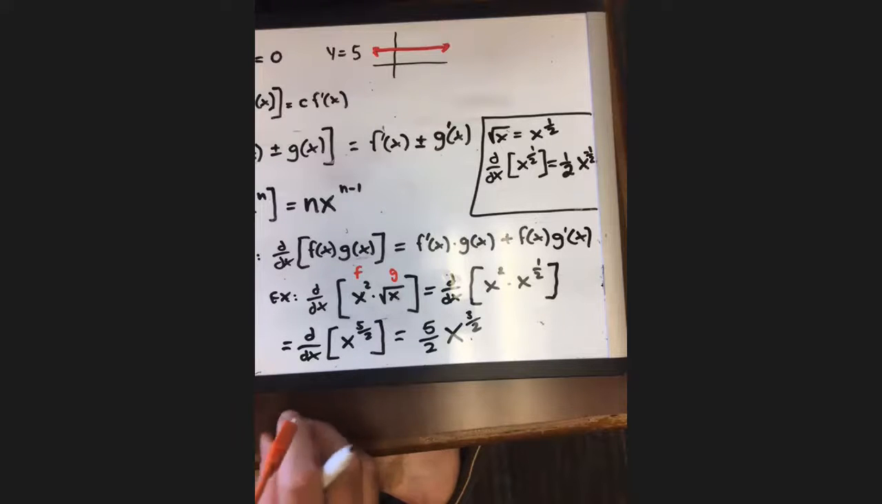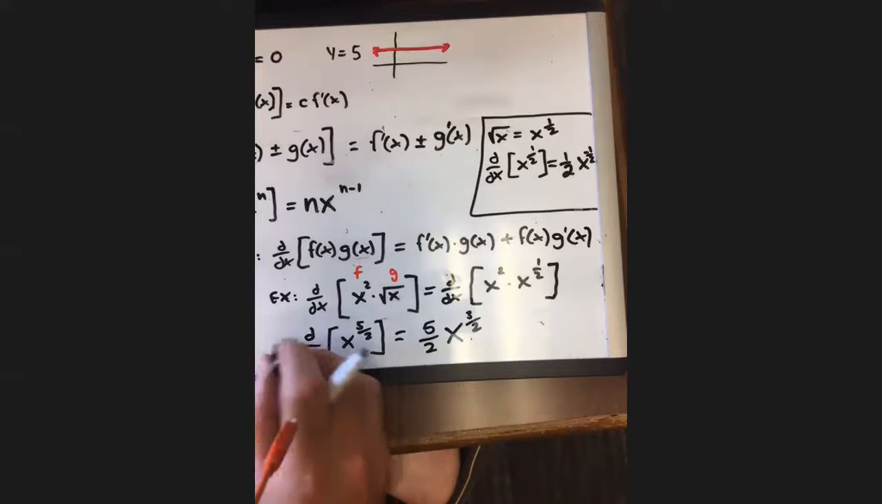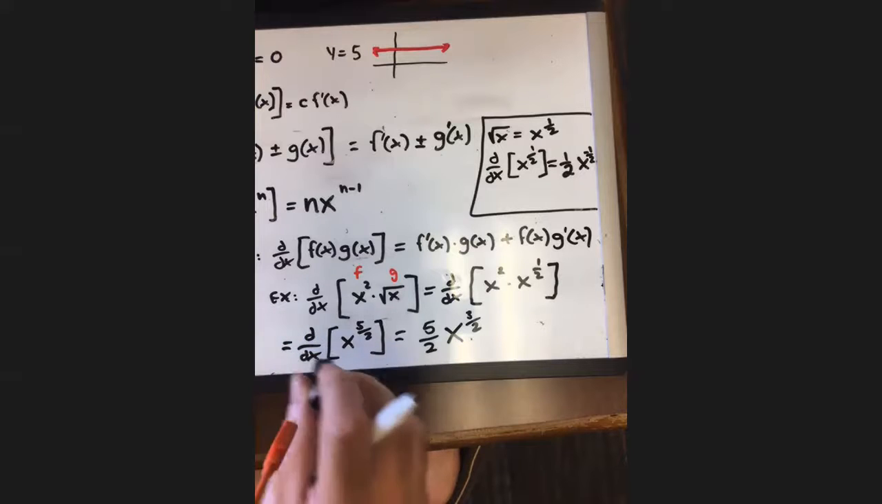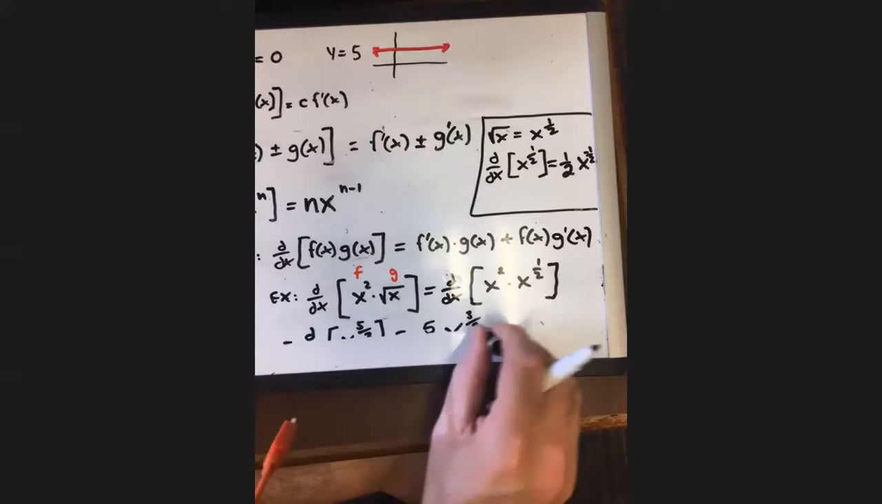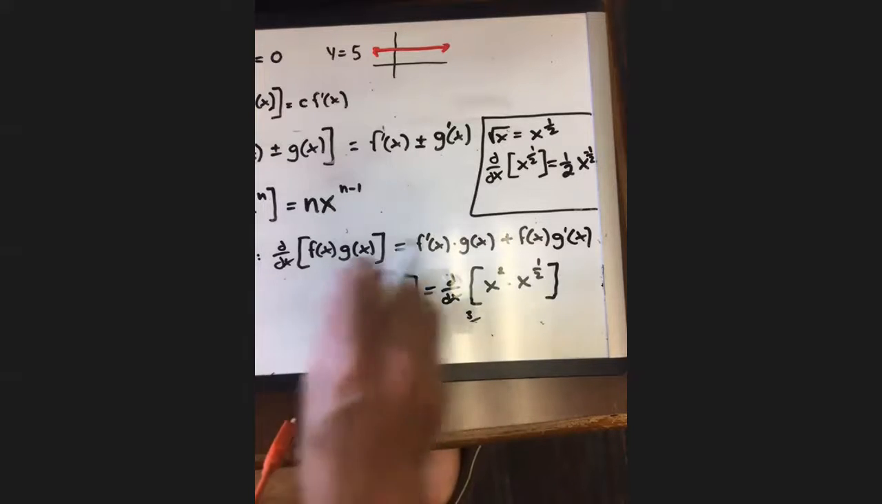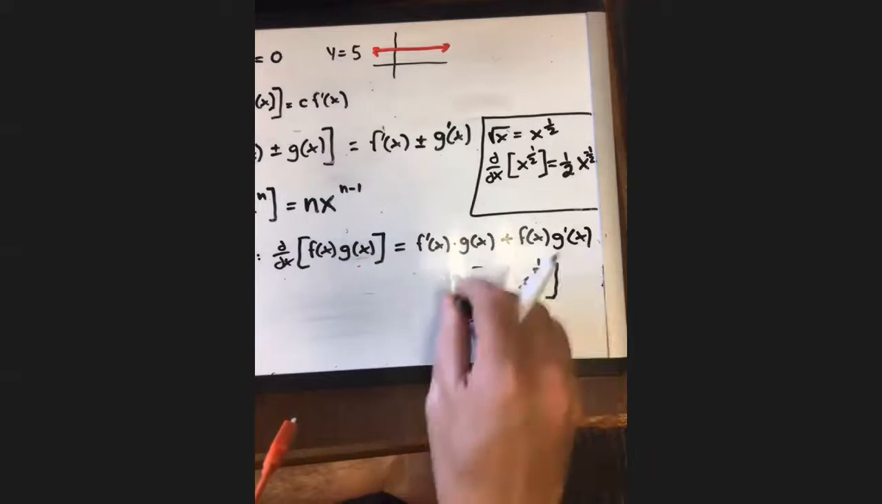All right, so I'm going to add the quotient rule, and that might be a good place to stop, just so you don't have a million rules all at once. Take a look at some WebAssign problems.